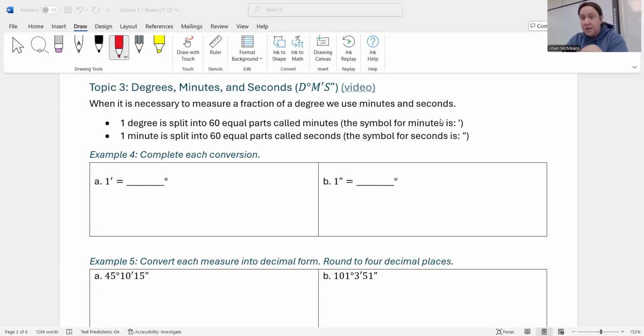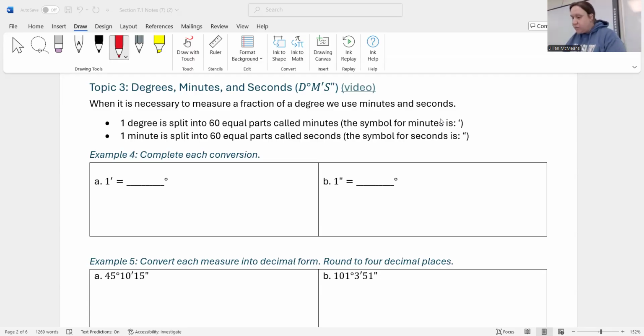Now, in this class, truthfully, if we ever have a partial degree, we're going to represent it with a decimal, okay? But just do know that there is another way with minutes and seconds that you can represent partial degrees, okay? This comes up much more when you're thinking like longitude and latitude, okay? But it's part of our curriculum, so let's go ahead and look at this.